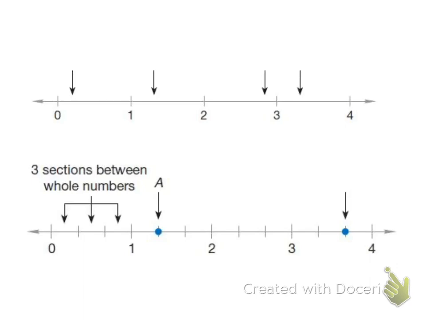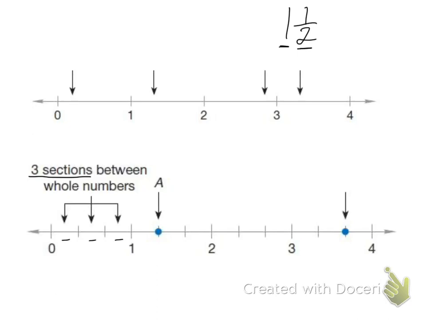Many of the unlabeled points on a number line can be named with fractions and mixed numbers. A mixed number is a number with a whole number and a fraction. For example, 1 and 1/2 is a mixed number because I have a whole number and a fraction. To identify a fraction or mixed number on a number line, we have to count the divisions between the whole numbers. So here you can see we have 3 sections in between whole numbers.